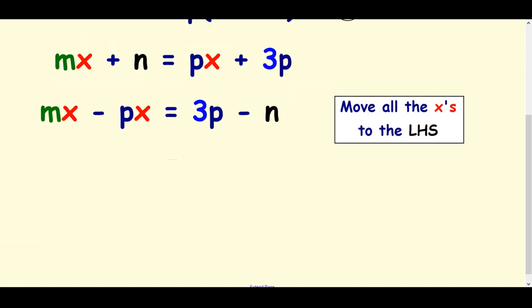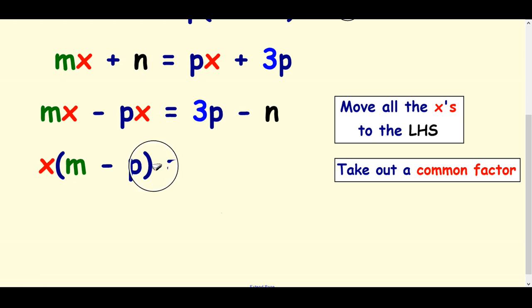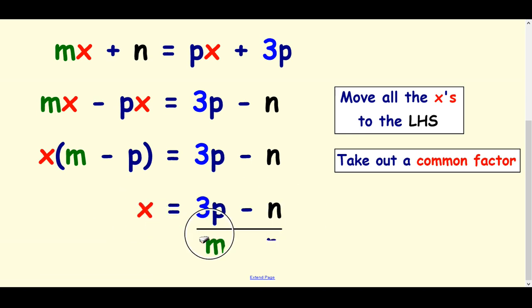Again, you're going to see a similar idea here. We want to take out a common factor of x. That's going to leave you with m minus p, and the other side is going to stay the same. And then we can finish off by dividing by all of that, because all of that's been multiplied by x. You can divide by all of that at the same time to get x on its own.